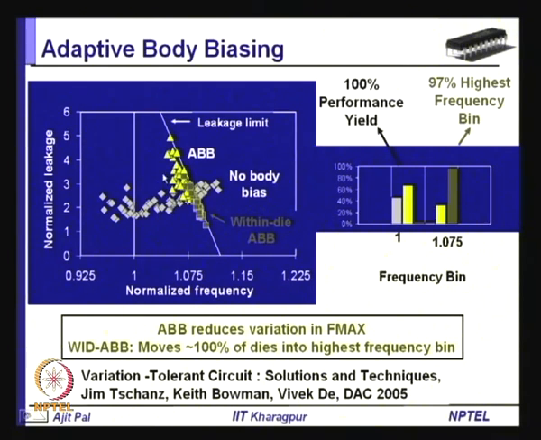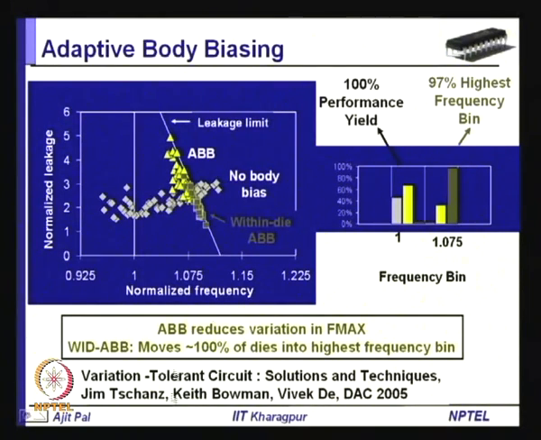We find that the frequency distribution is over a small range, that means the performance is improved significantly, and particularly when we do within die adaptive body biasing, that means different parts can have different body biases. This will definitely have a better result instead of a single body bias for the entire die. So, this within die adaptive body biasing leads to still better performance.